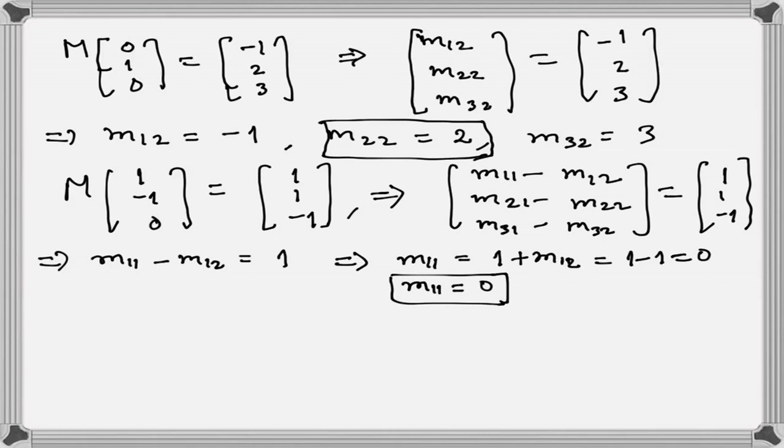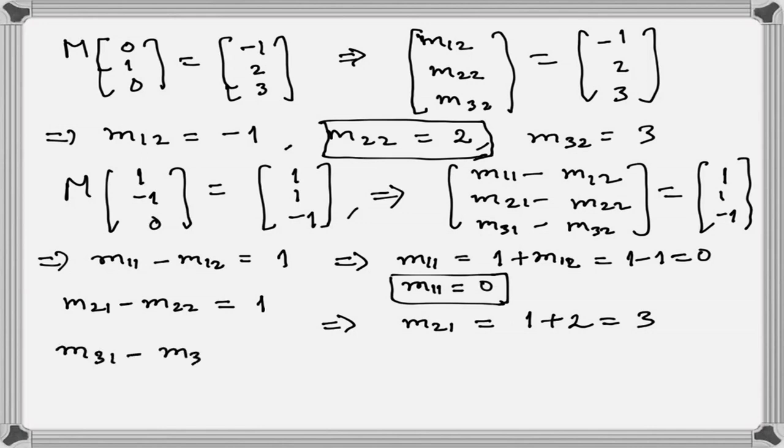Let's see another equation. M21 minus M22 is equal to 1. This implies M21 is equal to 1 plus M22. So 1 plus M22, which is 2, is equal to 3. And the last one is M31 minus M32 is equal to minus 1.